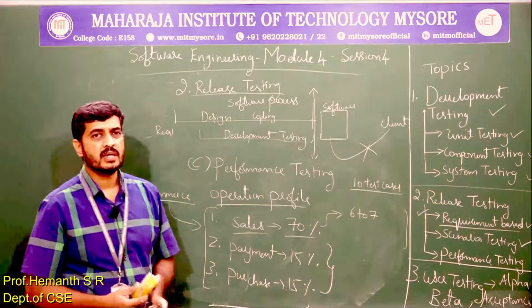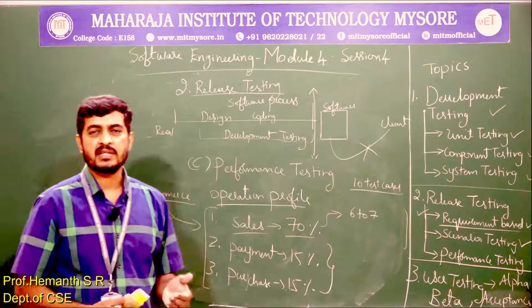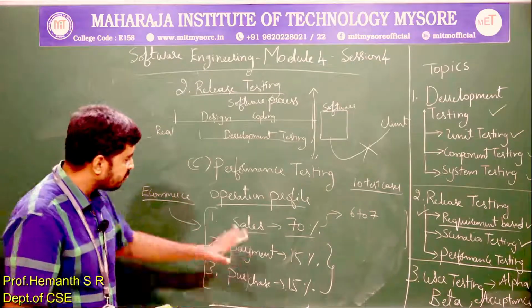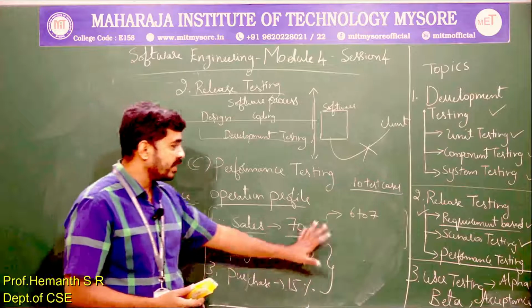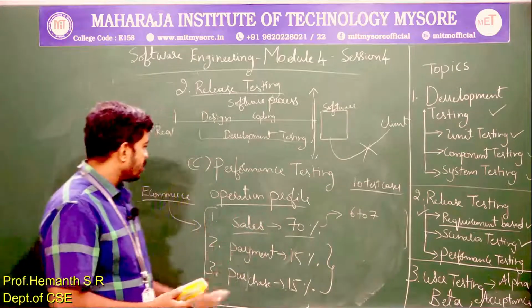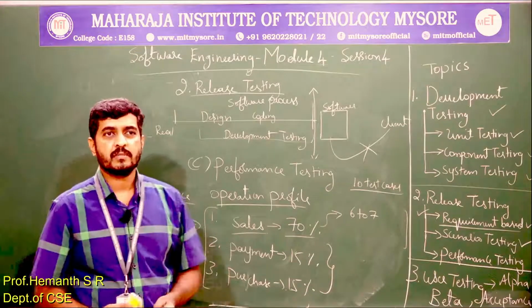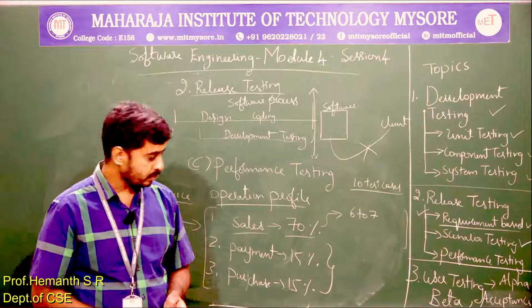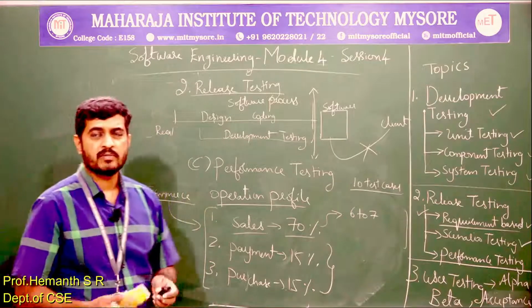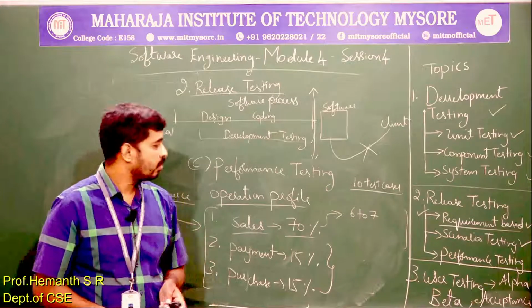Okay, what we are doing here is we are building a profile, we are identifying the major functionalities in the software, and those major functionalities are being tested for the performance. So that is operation profile in performance testing. Okay, this is one of the aspects in performance testing. Now, what are the other aspects?